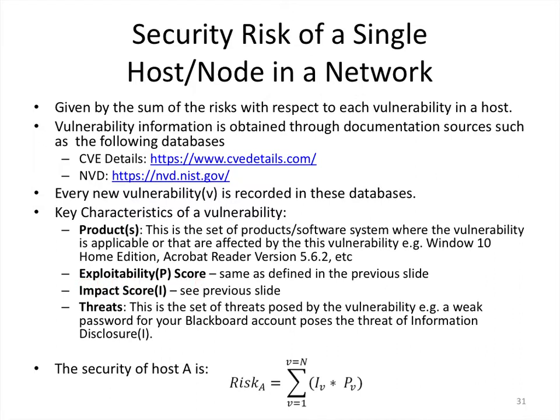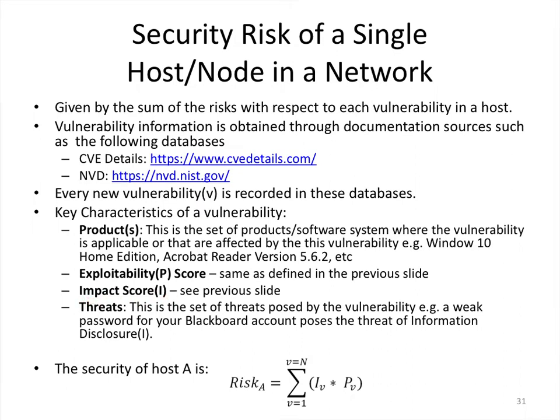The exploitability score is what we have defined before. Based on this vulnerability, what is the exploitability, which is the chance of an attacker being able to use that vulnerability? Or how easy it is for an attacker to exploit that vulnerability. And that depends on what type of vulnerability it is, as we said. Okay, a weak password is different from a weak key, different from a weak protocol, and so on. Okay?